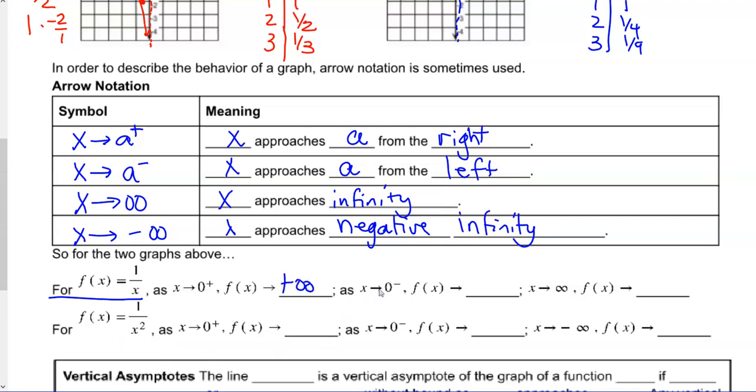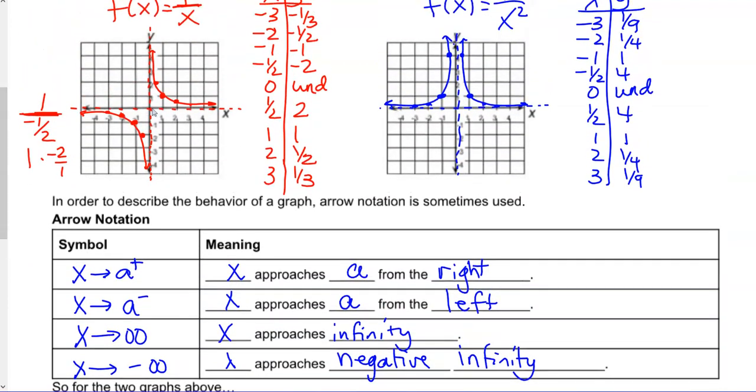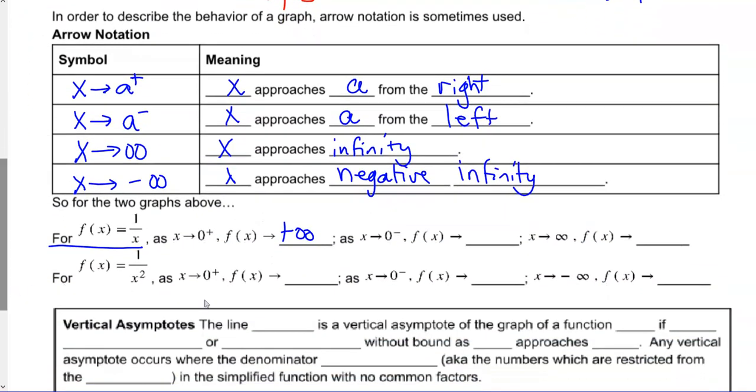Now, what happens as x approaches 0 from the left? What happens to my function? We're going to go on the other side of 0. The left-hand side of 0 is this way. Grab hold of your function. What happens to that function? Well, it keeps going down, down, down to negative infinity. It's going to go there forever and ever. So our answer here would be, as x approaches 0 from the left, our function value goes to negative infinity.